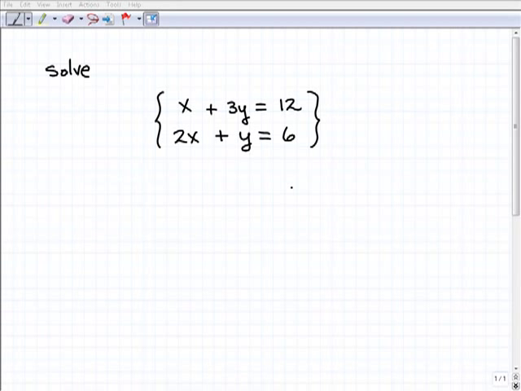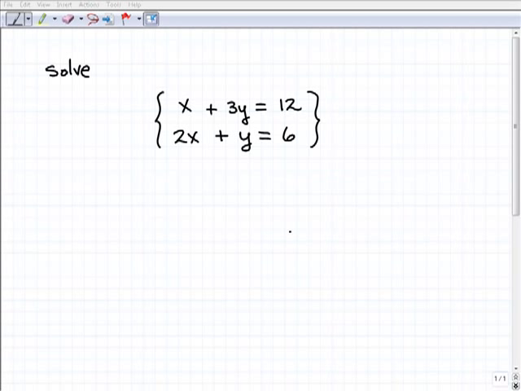Okay, so welcome. What we're going to be doing here is we have this linear system and a couple different ways that you can approach to solve this. You can use the substitution method, elimination, combination method. I'm going to choose to use the substitution method for this particular system.